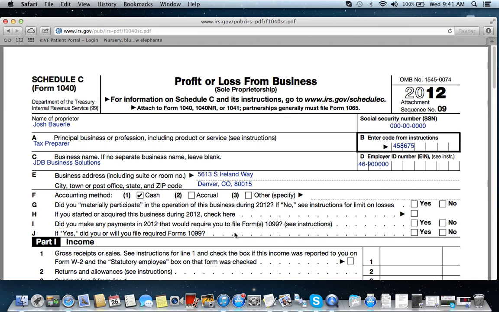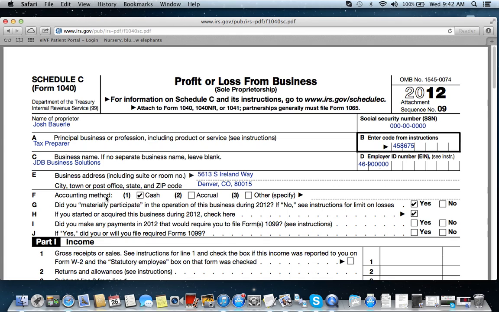Did you materially participate in the operation of this business during 2012? Hopefully for most of you that will be yes. It opens up a few other things if it's no, but if you're on this website, you're materially participating in this business, so it's going to be yes. H, if you started or acquired this business during 2012, check here. So only check this one if the year you're filling this out is the first year that it was in business.